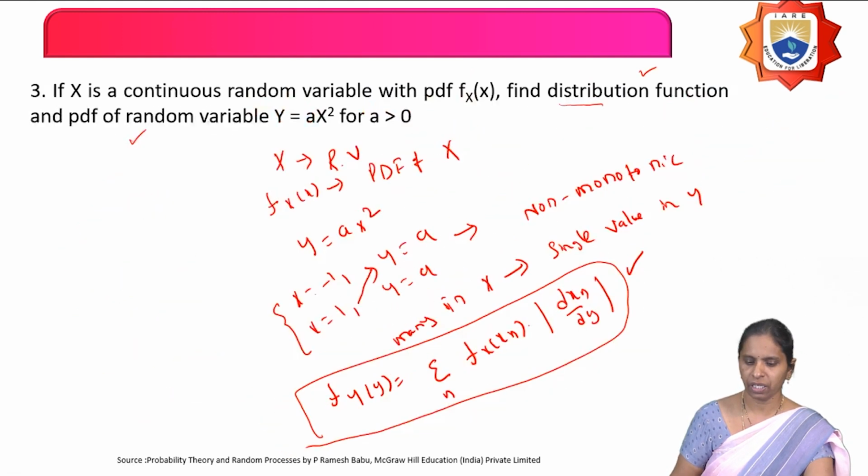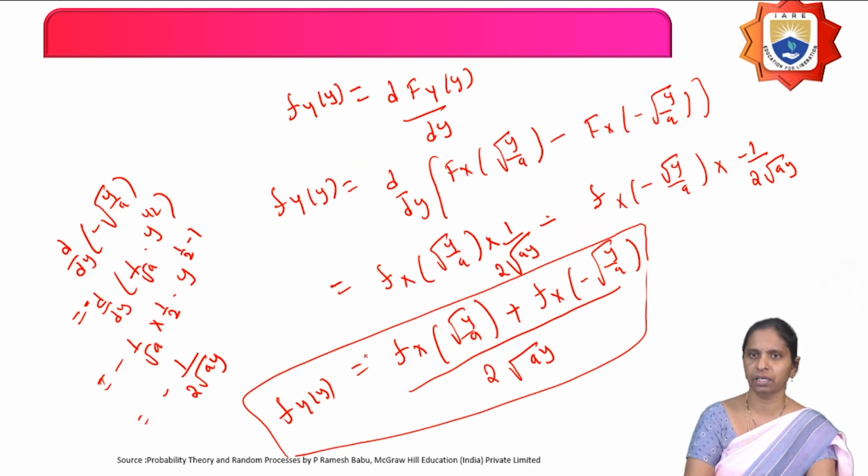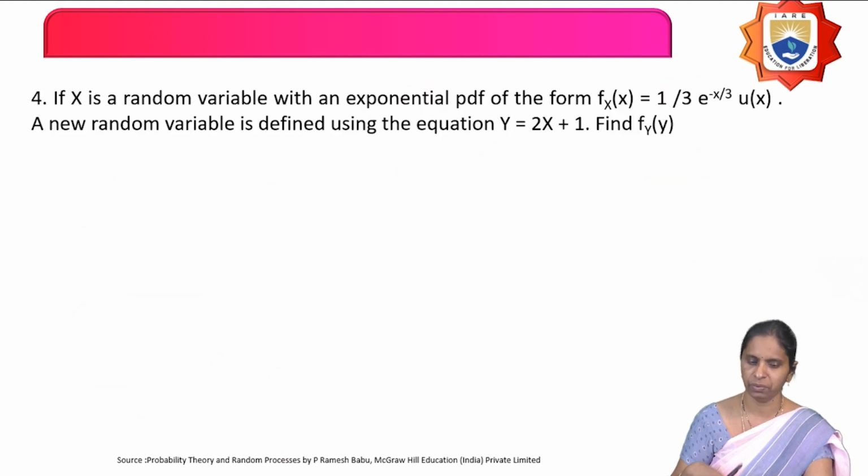And you can calculate by using this formula also: fY of y equals the sum over n of fX of xn into mod of dxn by dy. So you can find out in this way, or else, if you know the distribution function, you can directly calculate the density function. These are the two ways to calculate the density function of the transformed random variables.